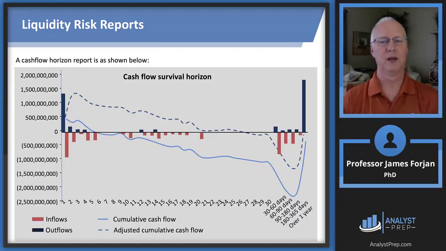And so we have another illustration here with inflows and outflows over the next, that goes up to 30 days. And then we squeeze in a year at the far right-hand side of the horizontal axis. And so notice we have some trend lines. There's the cumulative cash flow and then the adjusted cumulative cash flow. Of course, that adjustment is made for the highly liquid assets.